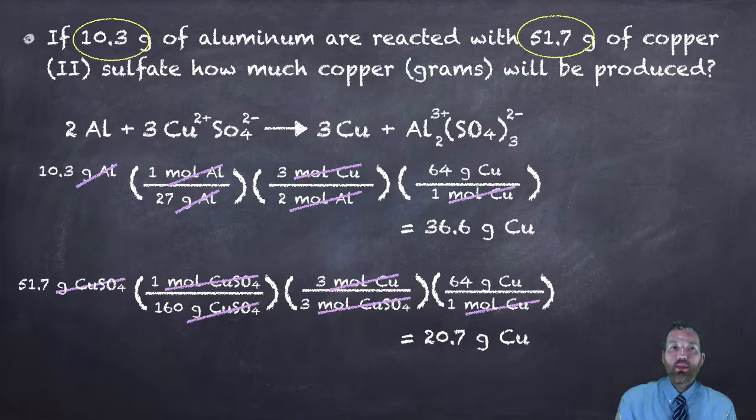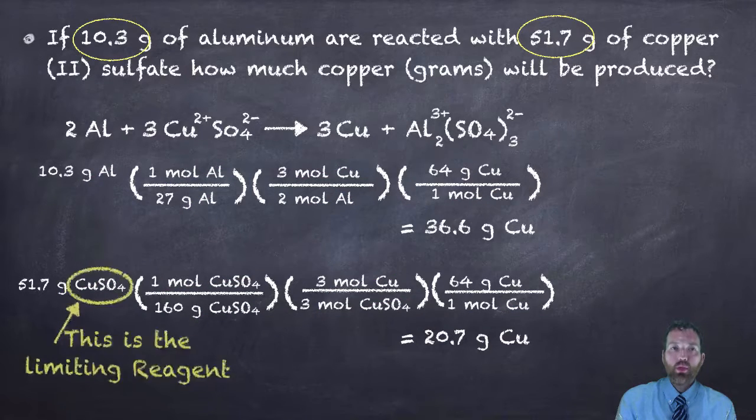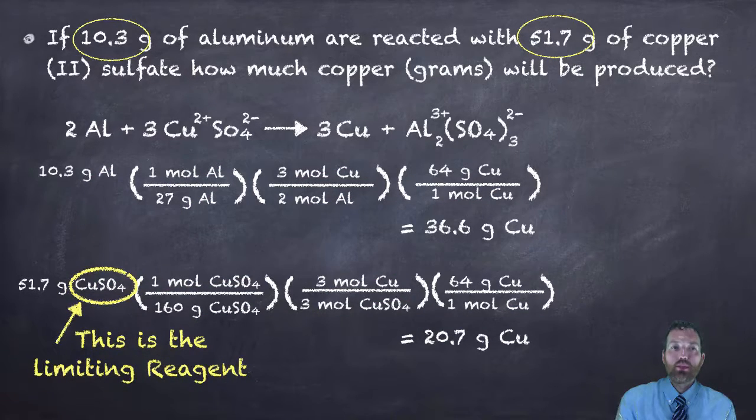So who is the limiting reagent here? Well, it is this one. CuSO4 is the limiting reagent because 20.7 is a lower number than 36.6 grams. So I'm going to stop this reaction at 20.7 grams of product because I'm going to run out of the copper sulfate.